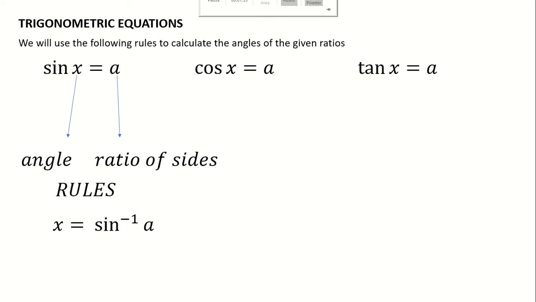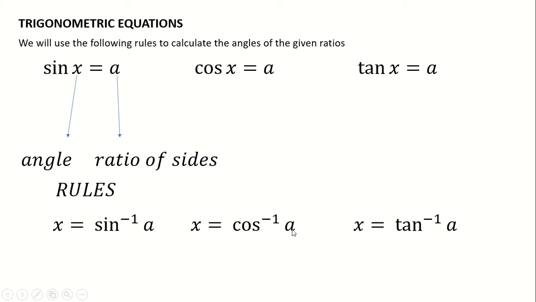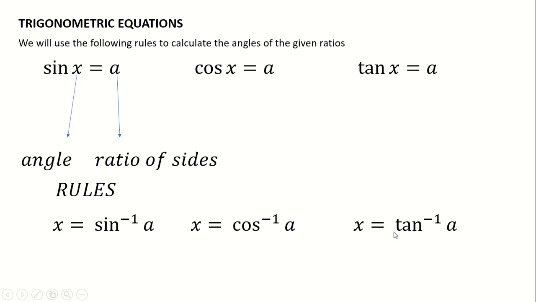If you are given that sine x is equal to a, for you to find x, you will just say x is equal to arc sine of a. This is arc sine, or the inverse sine of a. That's how you find the angle, and I'm going to show you guys how to do that using your calculator soon. Now in the second one, x, which is the angle, will be equal to arc cos of the ratio of the sides, and the last one will be tan. If you want to calculate that angle, which is x, x will be equal to arc tan of a.